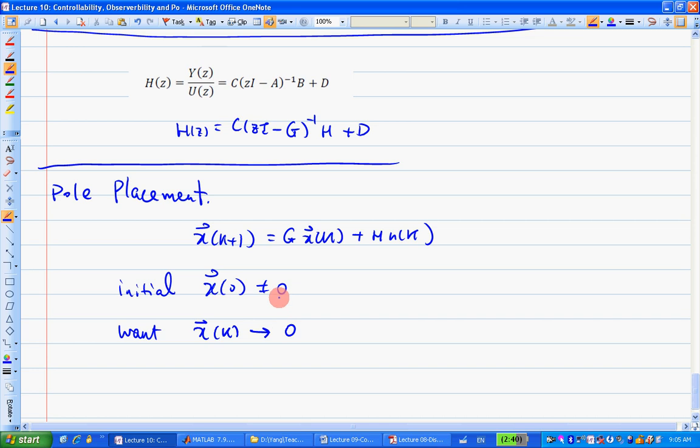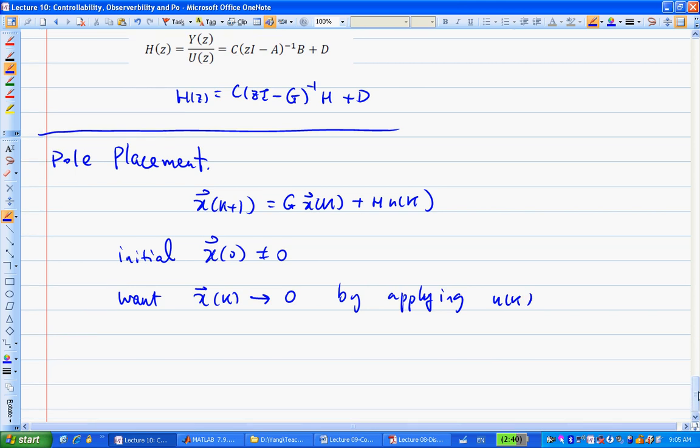So the system is probably not going to go back to 0 by itself. So you probably have to put in some effort here so that you can bring the state from the initial value back to 0, by applying u(k). Okay, applying u(k).